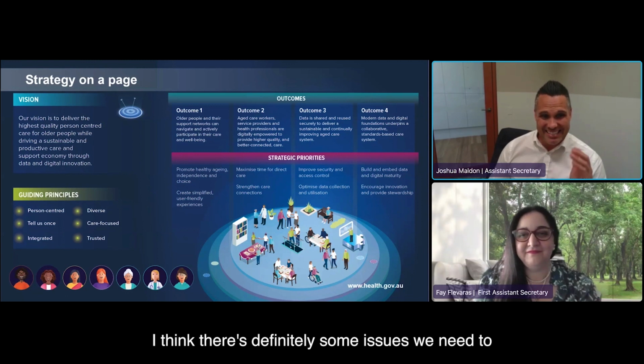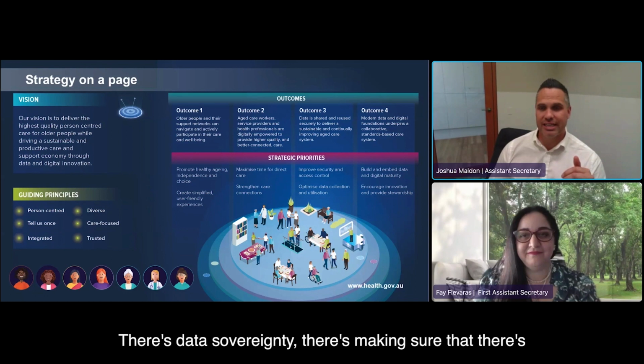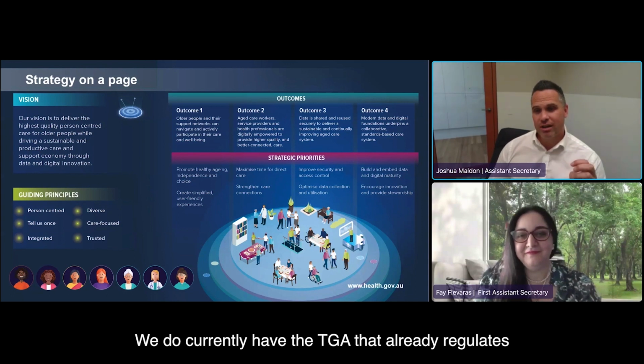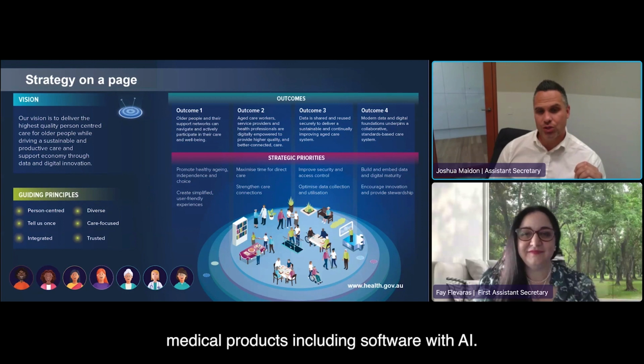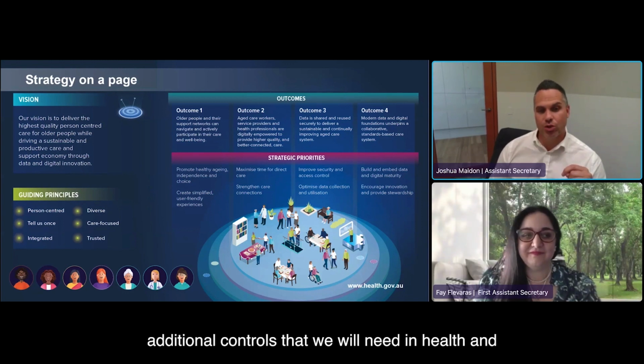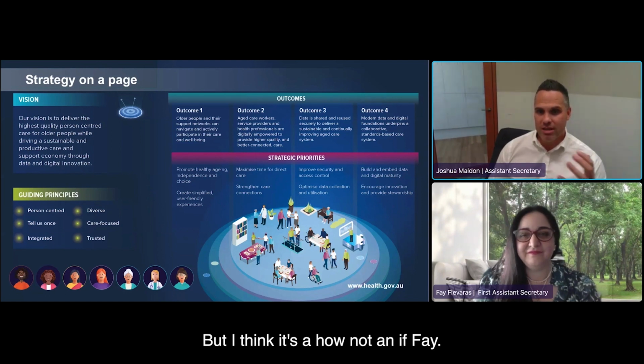I think there's definitely some issues we need to think about there. There's data sovereignty, there's making sure that there's appropriate human controls and those sorts of things. We do currently have the TGA that already regulates medical products, including software with AI. And so I think we do need to consider what the additional controls are that we will need in health and aged care, given the risk. But I think it's a how, not an if, Faye.